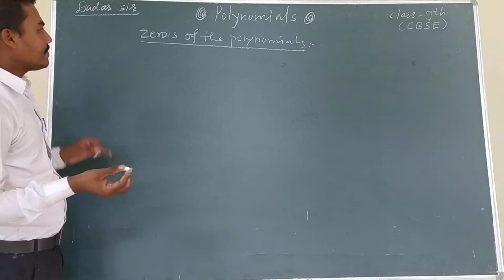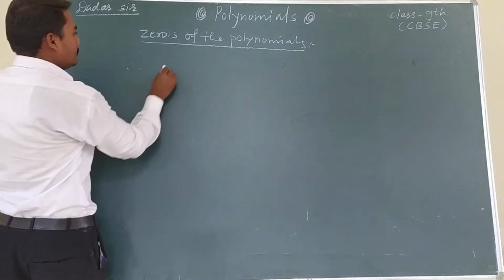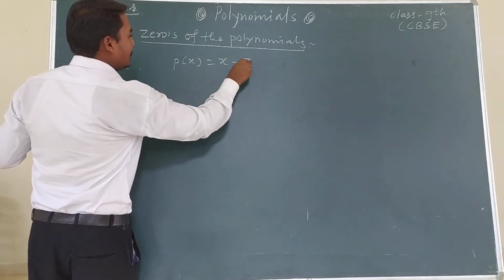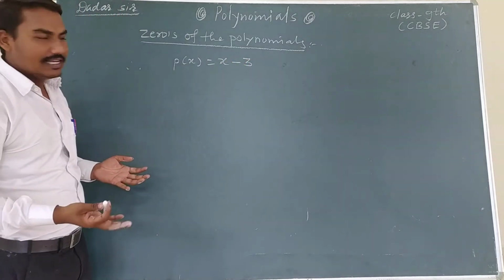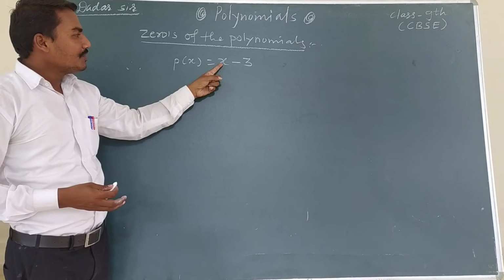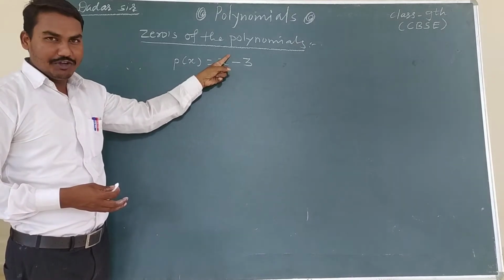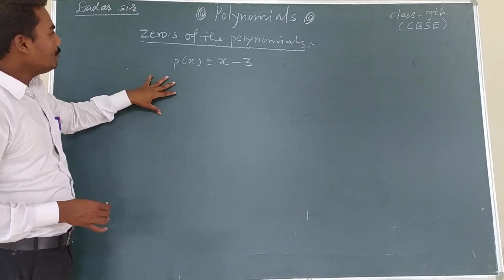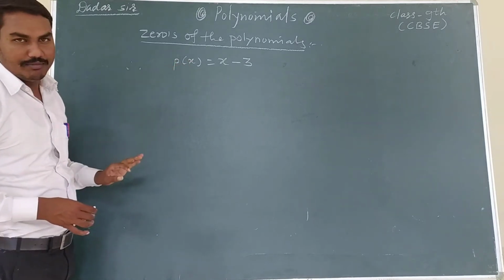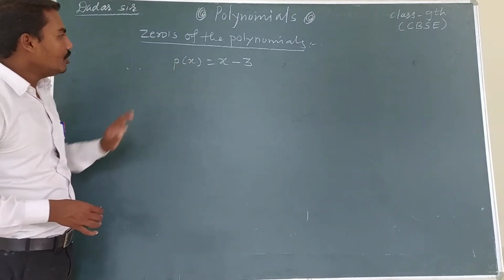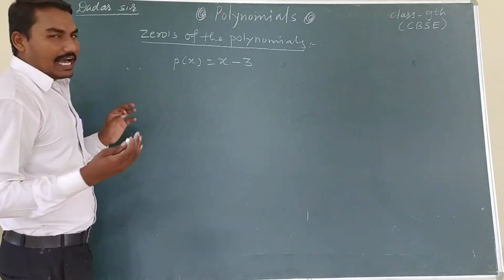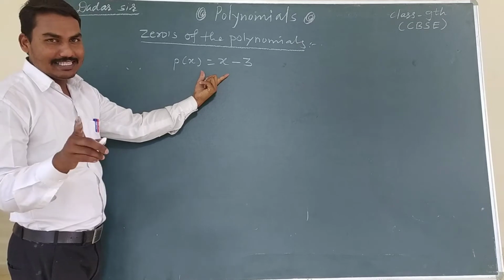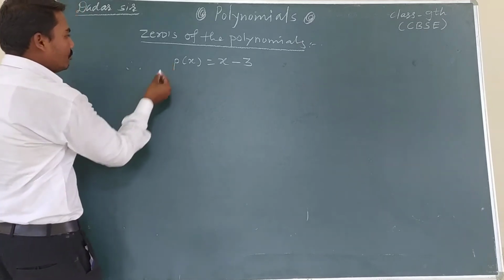Now we have to see. Suppose p of x is equal to x minus 3. It is the polynomial. Yes, it is the polynomial. Why? Because the power of the variable is positive. That's why it is the polynomial. Now we have to find the zeros of this polynomial. I have told you, for those values the polynomial becomes 0, those are the zeros of the polynomial.